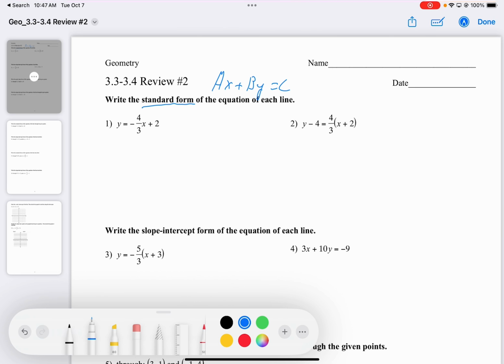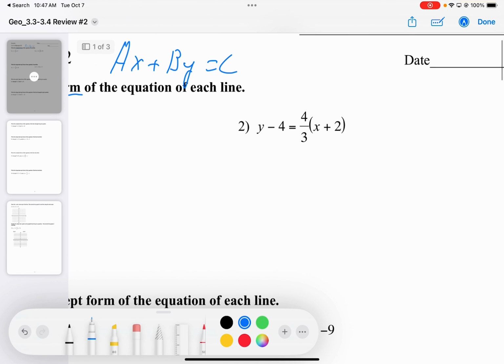Otherwise, you would probably start by distributing that 4/3 to everything. But then you're just spreading that fraction around, and we'd rather not have a fraction. So let's do what Chris said. Let's multiply everything by 3. So on the left side, when I multiply y minus 4 by 3, I end up with 3y minus 12 equals, and then on the right side, I'm multiplying 3 by 4/3 times x minus 2.